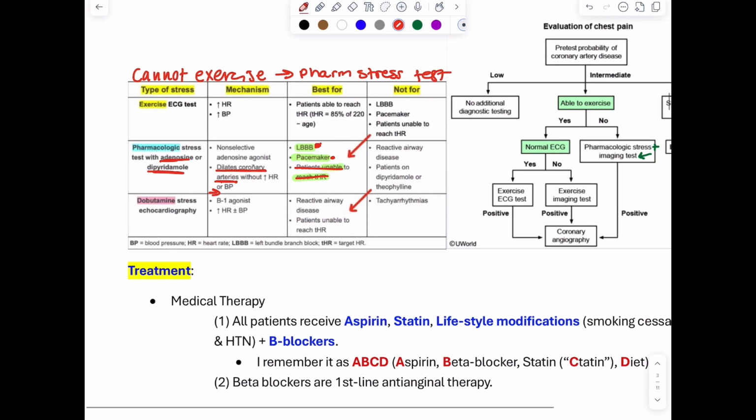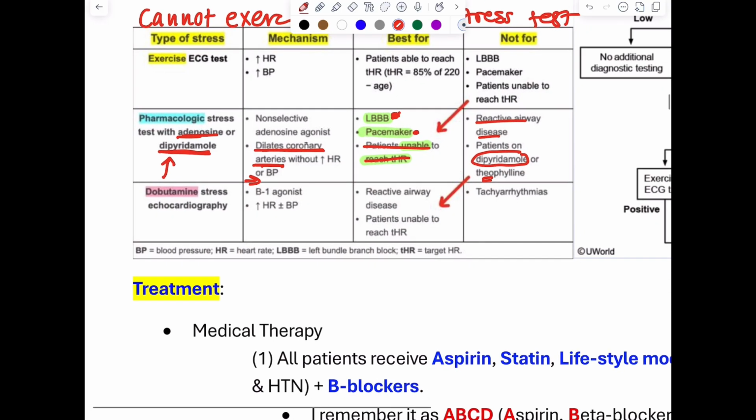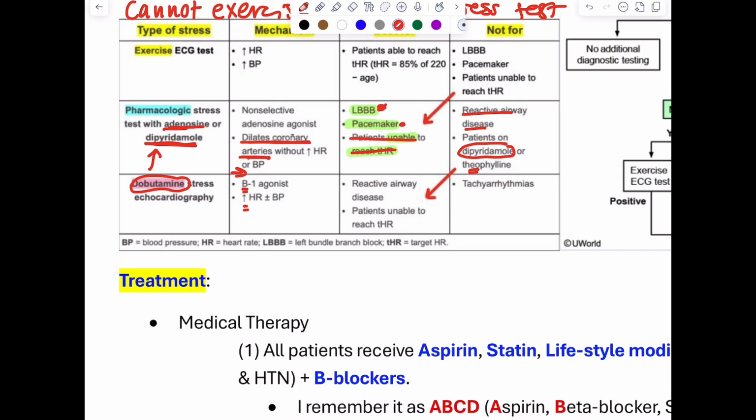But be careful, because if your patient has reactive airway disease like asthma, COPD, or they're taking this medication, because again, look right here, this is another vasodilator. If they're taking dipyridamole or theophylline, then you don't want to give them adenosine or dipyridamole because it's going to worsen their condition. Instead, you give them dobutamine. Dobutamine is a beta-1 agonist, causes an increase in heart rate and contractility, and you use it for anyone with these conditions.